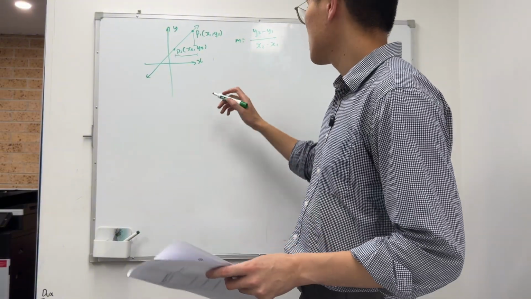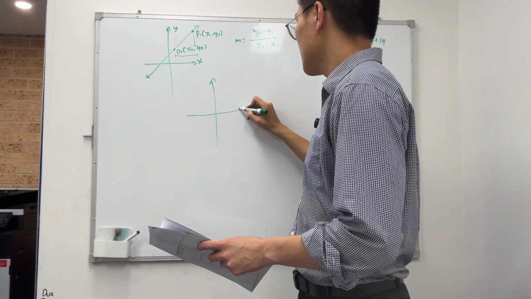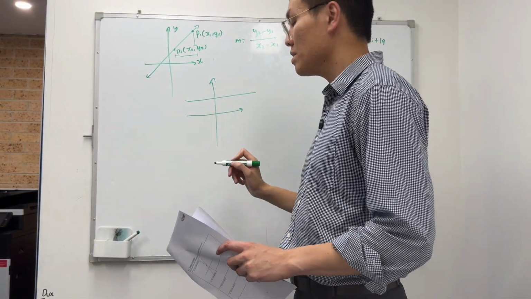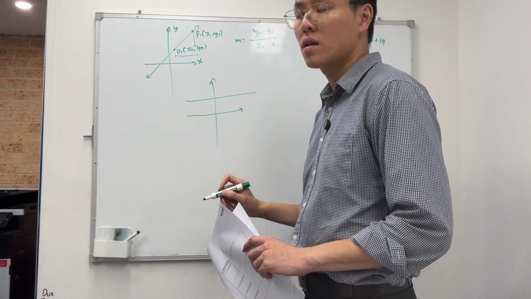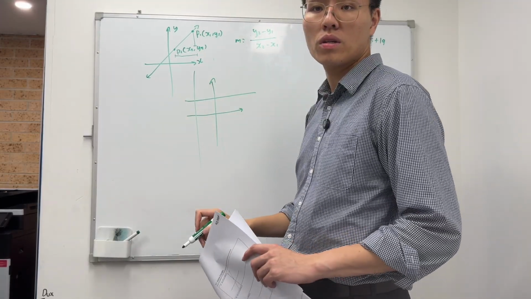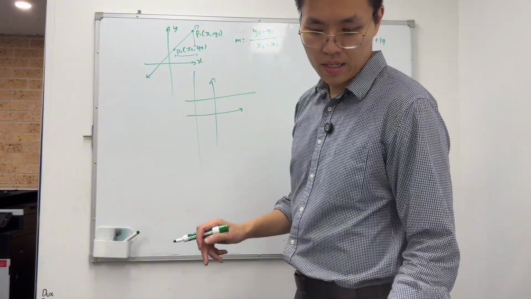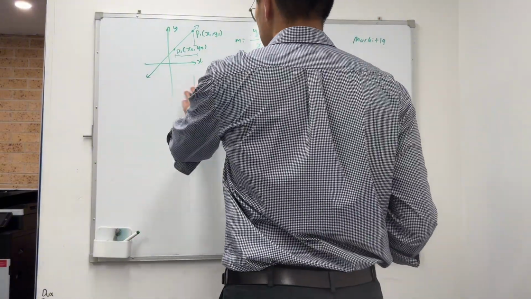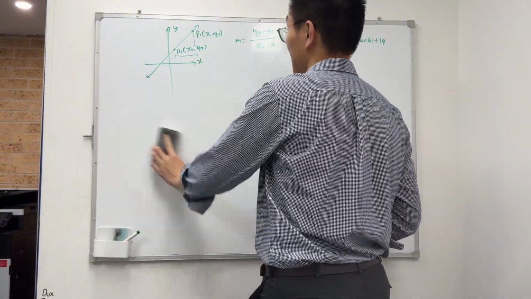Two special cases. If a line is horizontal like this, what is its gradient? 0. If a line is perfectly vertical, what is it? Undefined. Essentially infinity, but we write it as undefined.